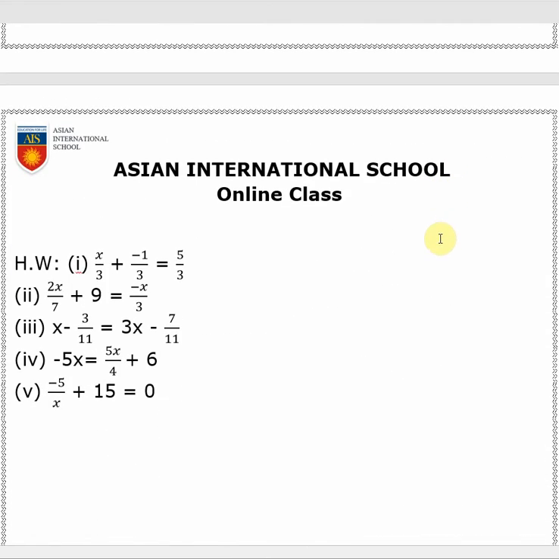So for that, let's do some practice. Please do some practice. I have given you some sums over here as homework. Please try these sums. I'll give you some hints about these sums.